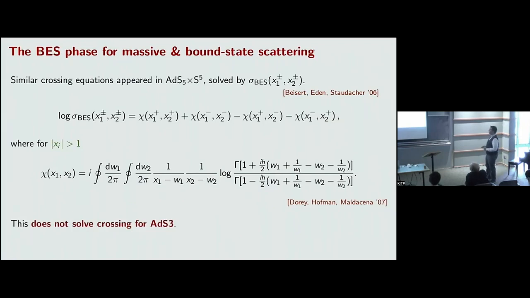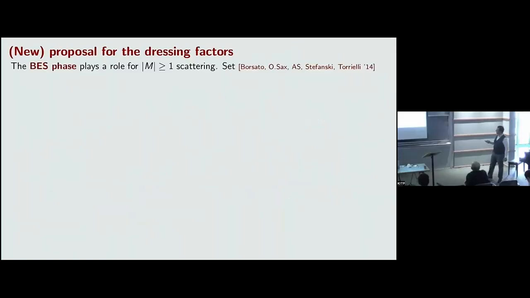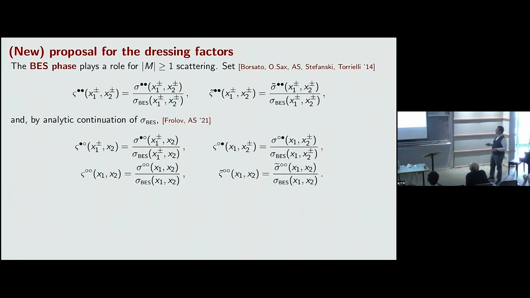So how do you come to the answer for AdS3? I cut a part of my talk where I was comparing with an older proposal by myself and my collaborators, which was wrong. I give you only the right answer, which came out a few months ago. But I can comment in the questions, if you're curious, on why we thought something and then had to correct it. The first observation is that this BES phase does play some role. It seems to play some role if you do perturbative calculations on the worldsheet; it seems to know about the bound state scattering. So what we are going to do is take all the dressing factors and remove a BES phase from them. Of course, we can do this without loss of generality, but the idea is that hopefully this simplifies our problem.